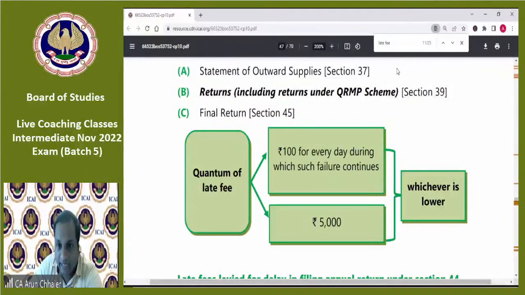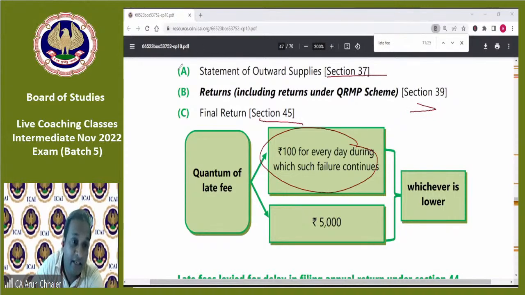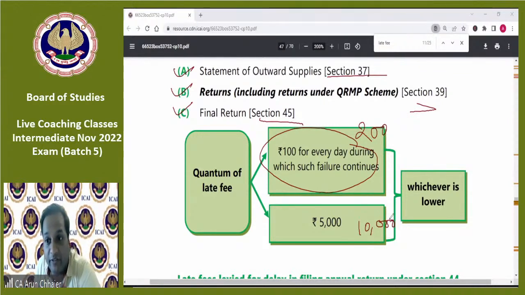So we are talking about the CGST Act, section 45, section 39, section 37. If these statements have not been filed in time, there is a late fees. What is the late fees? 200 rupees per day, subject to the maximum of 10,000. Sir, in the study material, it is written 100 rupees, and 5,000. No problem, sir.